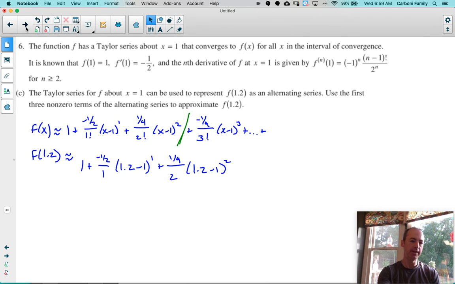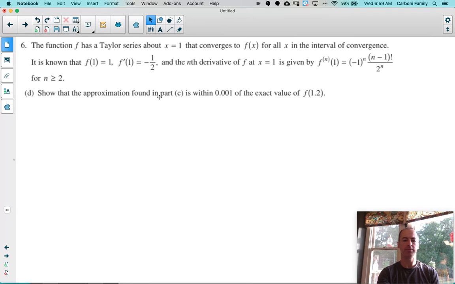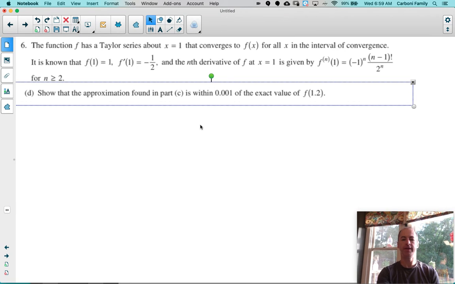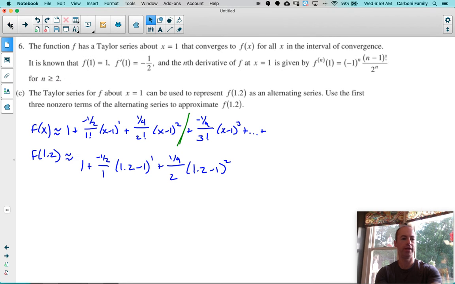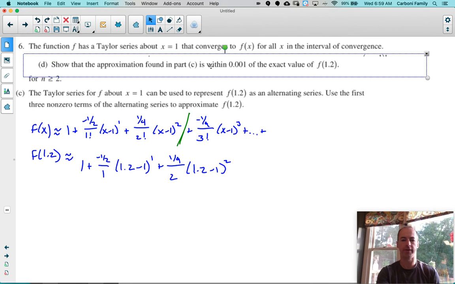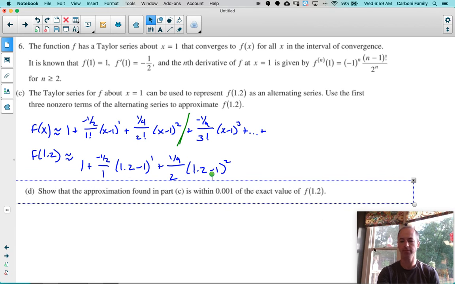And let's look at B. Show that the approximation found in part C is within 0.001 of the exact value of f of 1.2. Bring that over here because I have room to do that on this page.